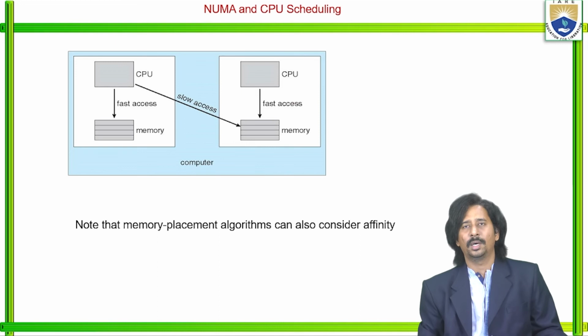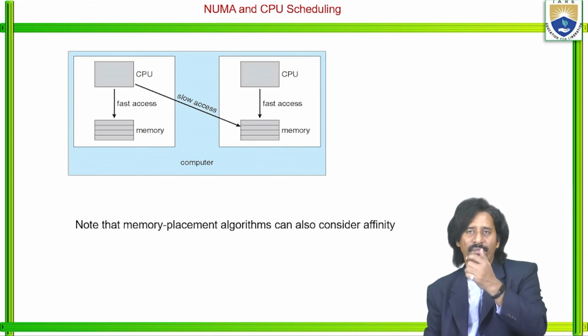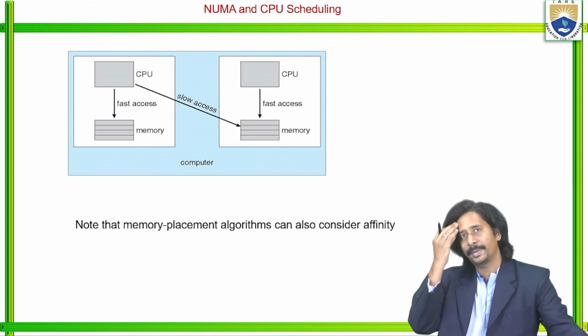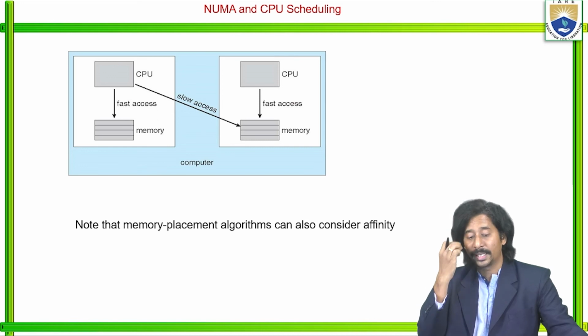See here, we know uniform memory access and non-uniform memory access. Non-uniform memory access and the CPU scheduling algorithm looks like this.